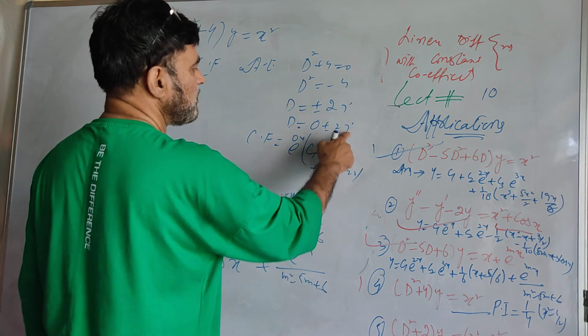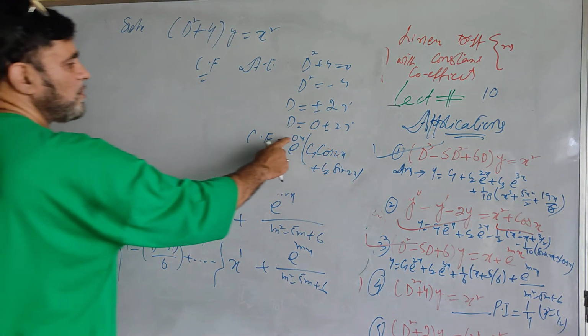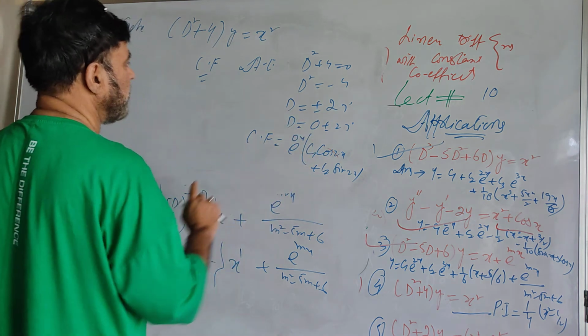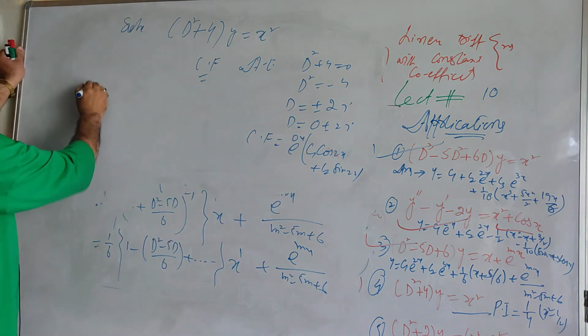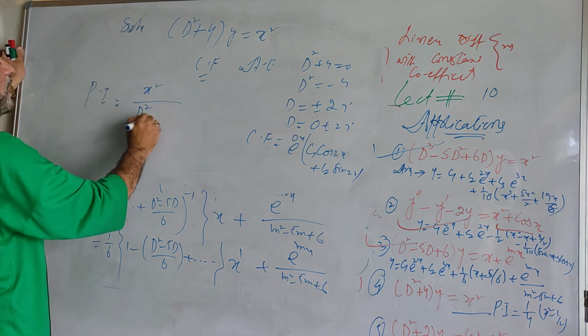Where does this 2 come from? It is the coefficient of iota in the complex number. You know it. What is this 0? This is the real part. It is e raised to power 0, that is 1. Then the particular integral you will go this way, x square by D square plus 4.